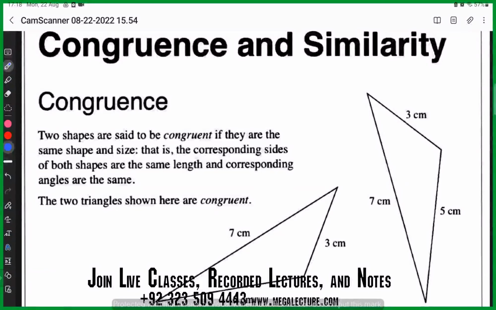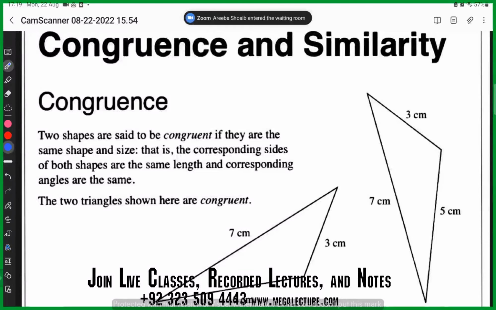Okay, if you have two shapes which are being said to be congruent, that is only possible when they are exactly the same. When I say exactly the same, same size and same shape. Okay, so the shape has to be same and the dimensions have to be same. The two triangles shown here are congruent. Now the two triangles are placed in different ways, right? Like the first triangle has 3 centimeters over here and the second triangle has 3 centimeters over here. That is fine. The placement of two shapes can be the other way around. But the important part is that their basic shape has to be same and their dimensions must be same.